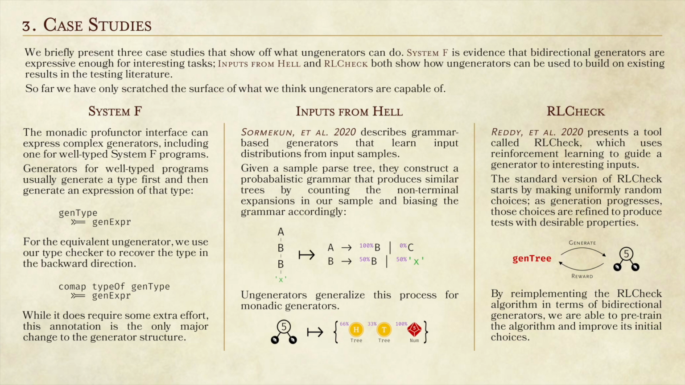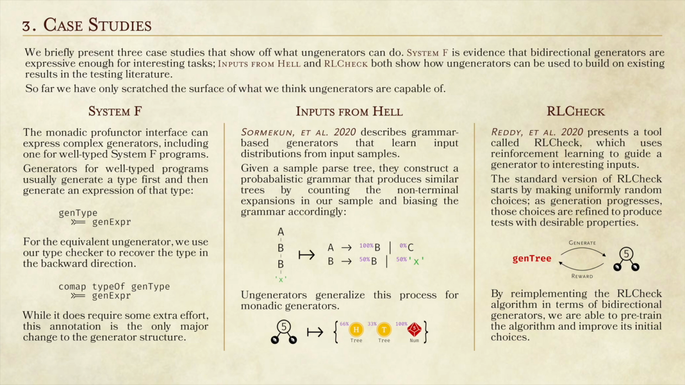Next, we give a use case for ungenerators based on a paper called Inputs from Hell. The idea is to optimize random input generation by handpicking some examples and then asking a generator to produce more inputs like those examples. In theory, if the examples have some desirable property, the randomly generated input should as well. The paper shows that this works well in practice, but their algorithm only works when the input language can be generated by a context-free grammar.